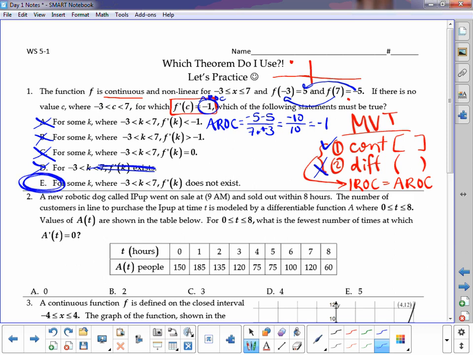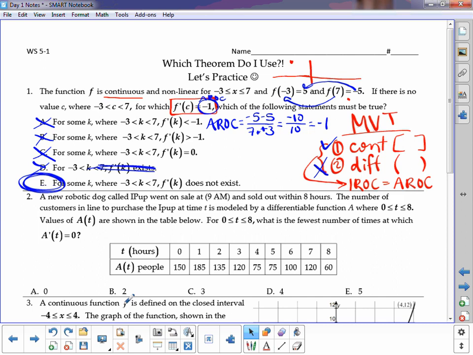Because again, if it does not meet IROC equal AROC, it must have failed somewhere. We know it had to have failed differentiability because they gave us those conditions. Questions with that one? Notice mean value theorem was not stated anywhere within that problem. So you have to be able to recognize when to use it. Alright, let's take a look at number 2.